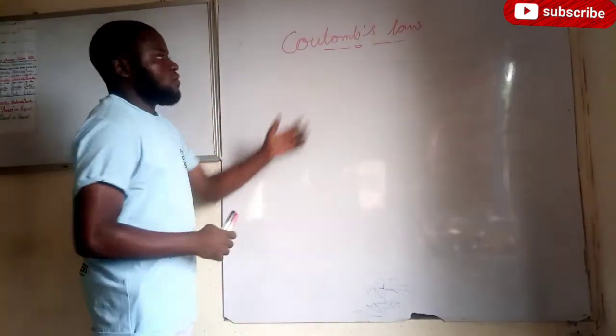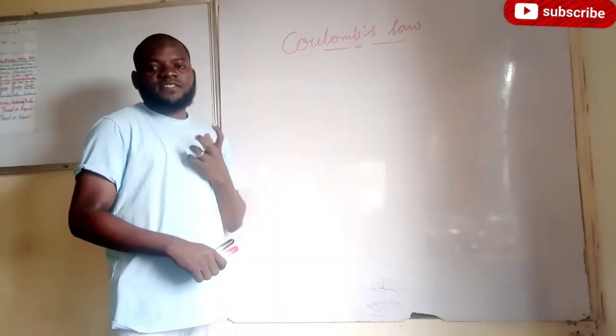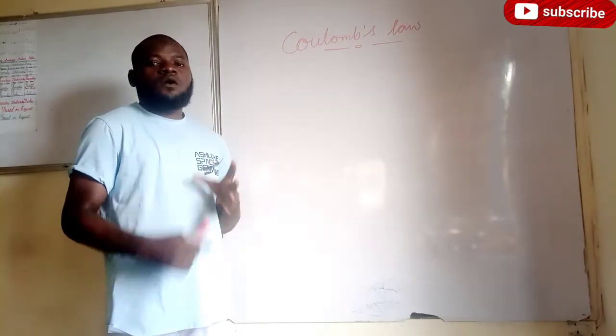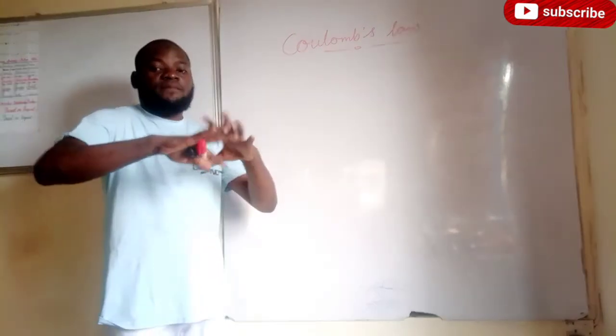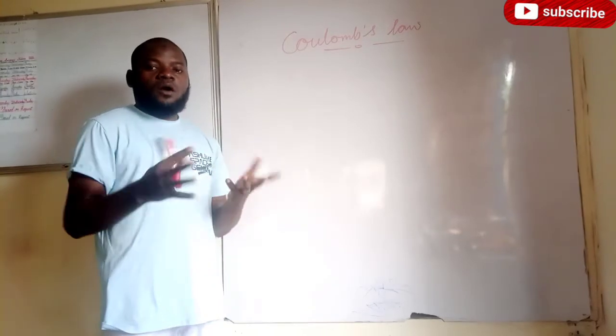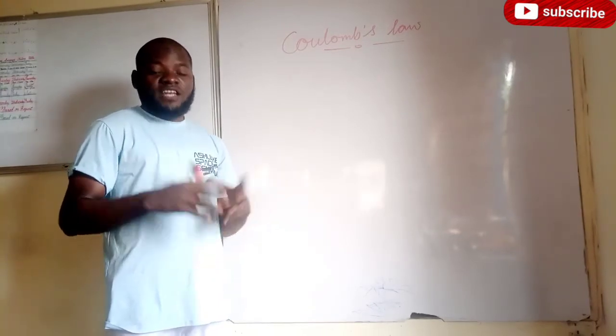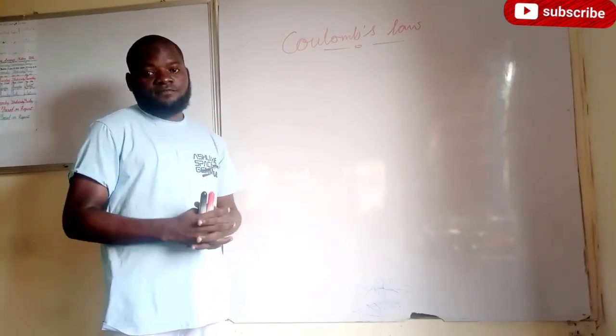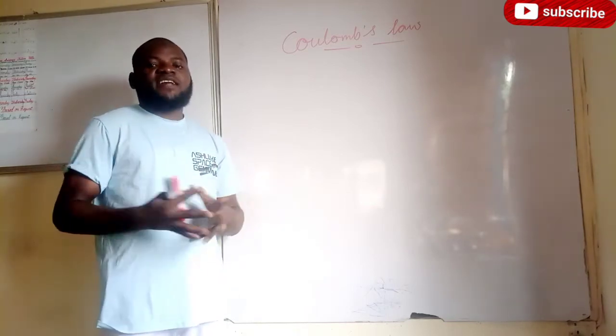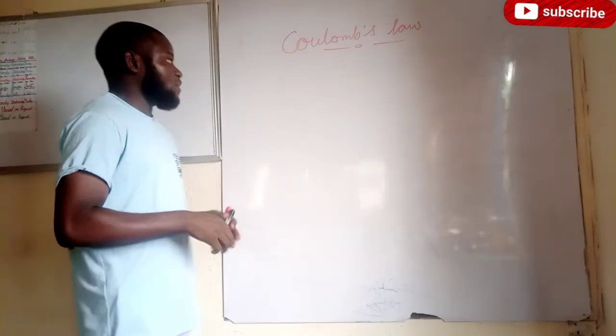When you talk about Coulomb's law, before we state the law, we have to understand what the law is actually binding. You know, the law is binding the relationship between charges. Now, where do we get charge from? Let's start from the word atom.